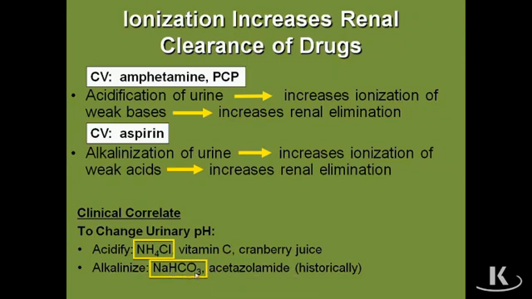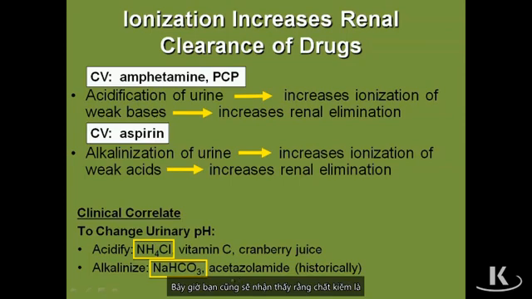Sodium bicarbonate is very effective at alkalinizing the urine, which is going to facilitate the elimination of weak acids. One more time, why? Because you're raising the pH. If you raise the pH of the urine, you're going to put aspirin into the ionized form and you're more readily going to eliminate it.